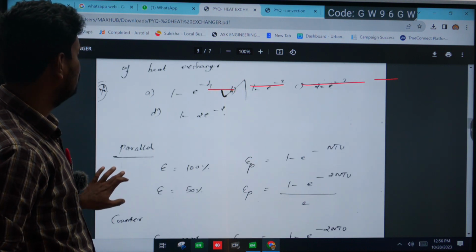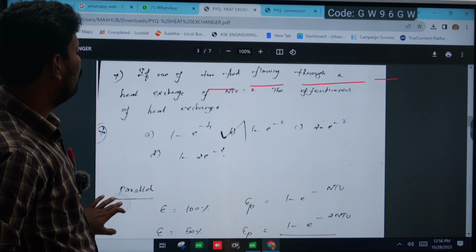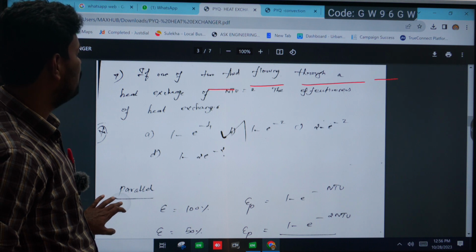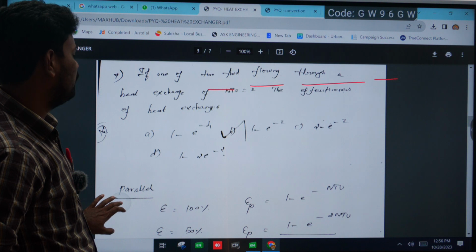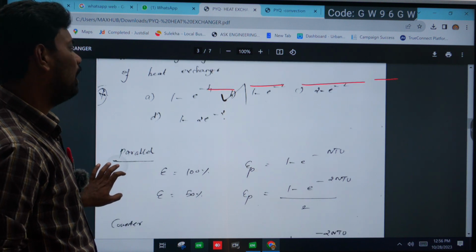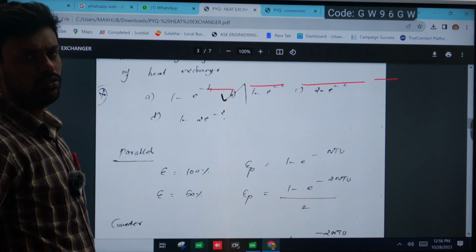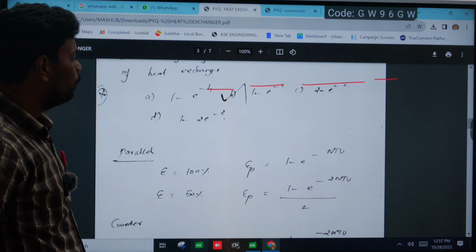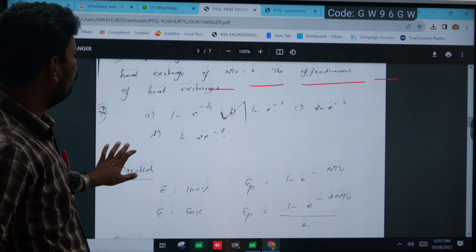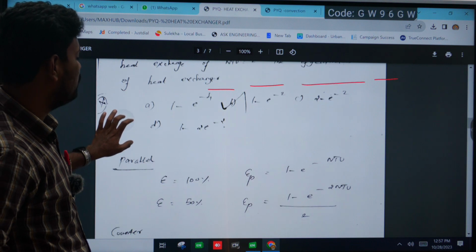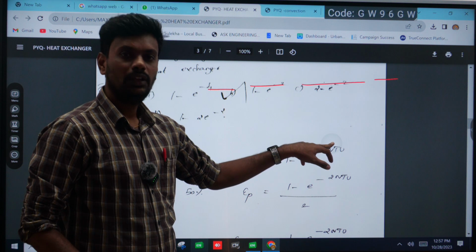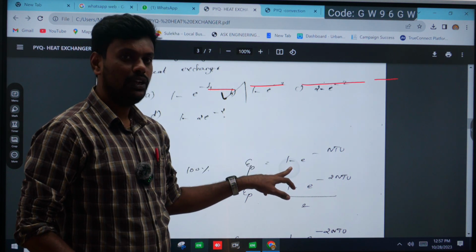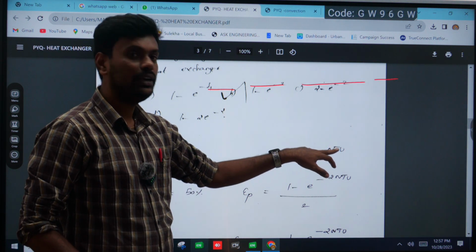What they asked us? They asked us, if one of two fluid flowing through a heat exchanger of NTU equal to 2, the effectiveness of the heat exchanger. Okay, so you take parallel flow. They have not mentioned what type of flow, so you consider it as a parallel flow. For parallel flow, the effectiveness is equal to 1 minus e power minus NTU. So this formula you have to write: 1 minus e power minus NTU.